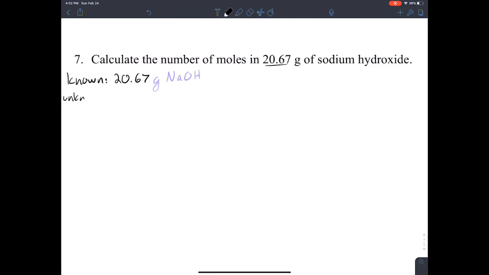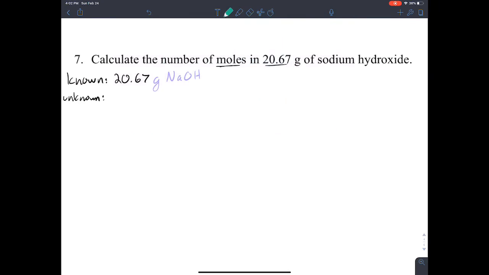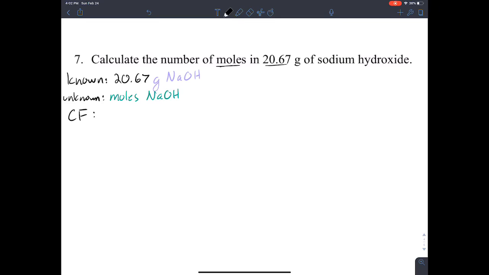And our unknown, what we're trying to find, is the number of moles. So we're trying to find moles of sodium hydroxide, moles NaOH. Our conversion factor has to allow us to go between these two things, which means we're going to have to find the molar mass. Whenever you're going from grams to moles or moles to grams, you get the molar mass, because we get molar masses in grams per mole. So NaOH means we have sodium, oxygen, hydrogen. Sodium, we have each one once, so I'm not even going to put the numbers.